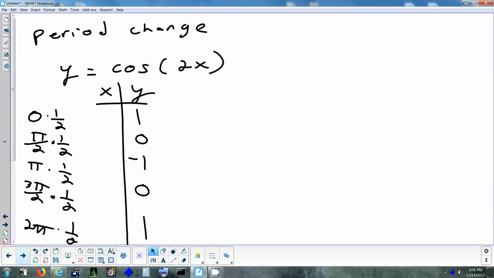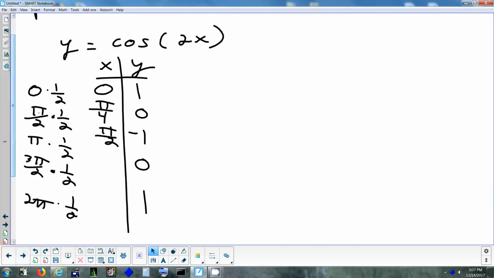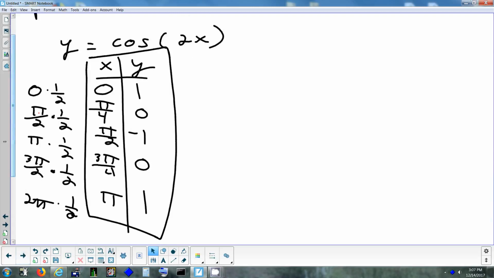Okay, so 0 times a half would be 0. Pi over 2 times a half, pi over 4. You multiply straight across when you have a product. Pi times a half, pi over 2. 3 pi over 2 times a half, 3 pi over 4. And last one, 2 pi times a half, just pi. And there's your table.